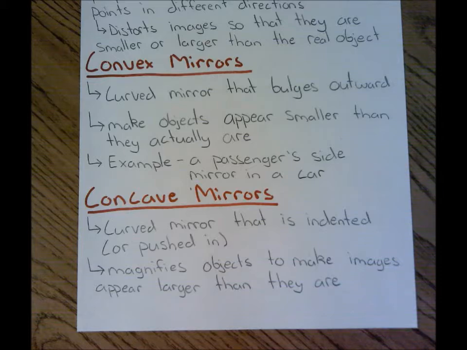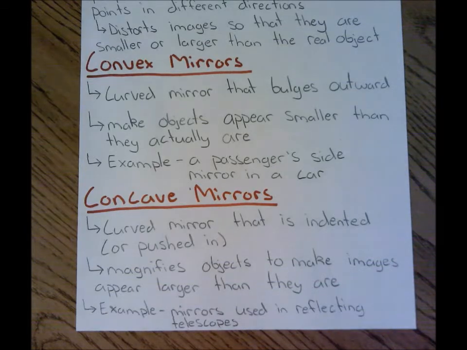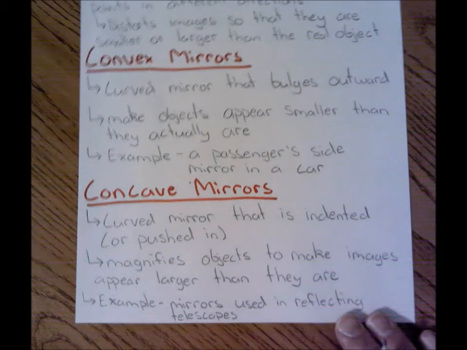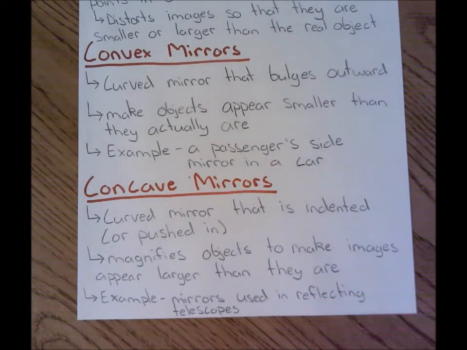So remember, those telescopes that are used to see objects in space are trying to magnify objects that are really, really far away. So they need to be able to magnify the size of that object.